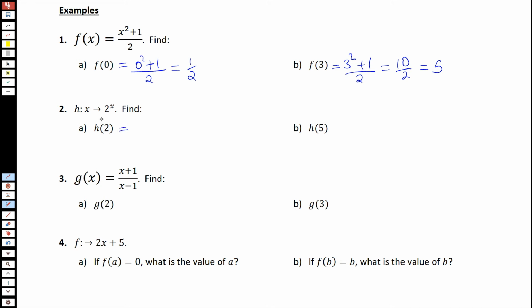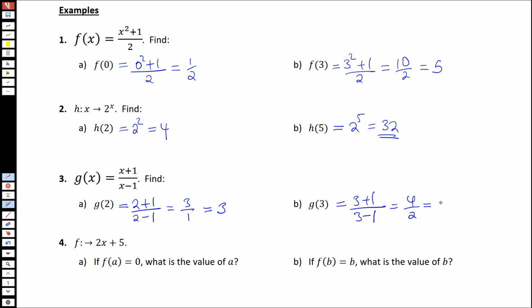Number 2, we substitute 2 in place of x. So that will be equal to 2 to the power 2, which will be equal to 4. And here substitute 5 in place of x, so 2 to the power 5, which will be equal to 32. Okay, moving on. Here we substitute 2 in place of x, so 2 plus 1 over 2 minus 1, which will be 3 over 1. And here you substitute 3 in place of x, so 3 plus 1 over 3 minus 1, which is 4 over 2, and that will be equal to 2.